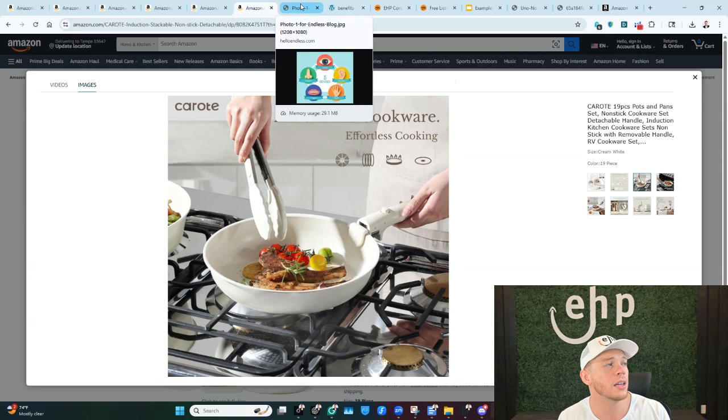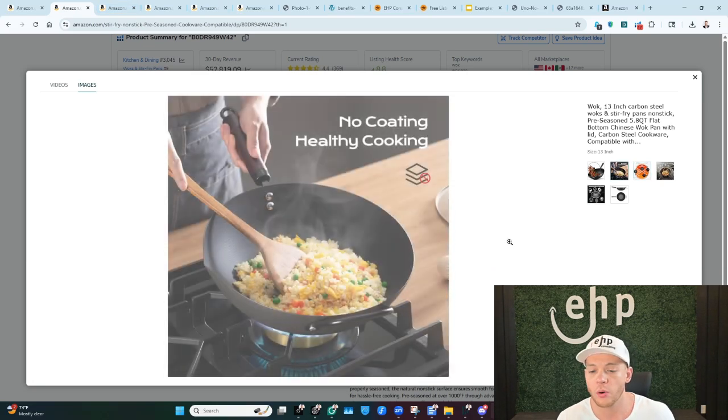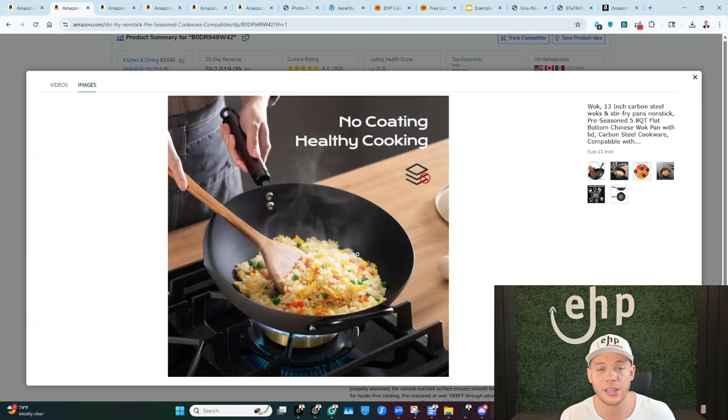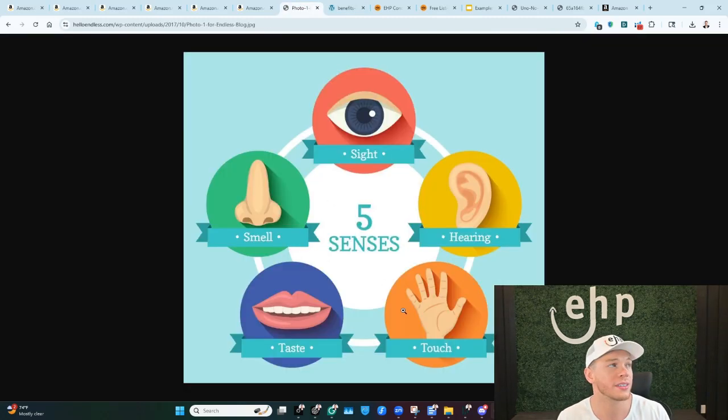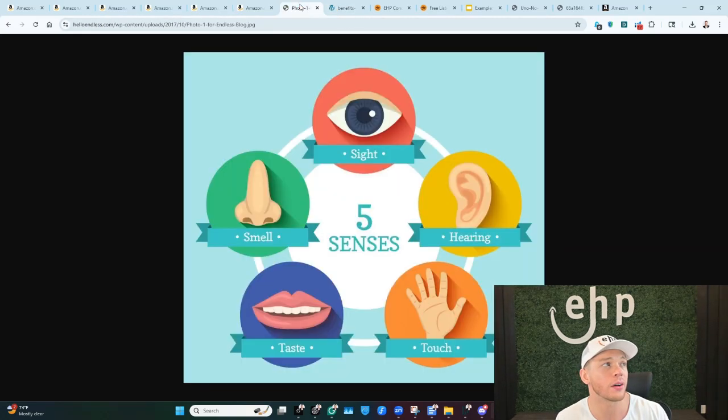So trying to get people to understand the product through the 5 senses is going to be one of the best ways to get those secondary images shown. And if we're looking at this right away, this secondary image stands out because it gives the benefit, no coding, healthy cooking, and it targets those 5 senses, right? So if you can target those 5 senses and or potentially have a benefit in there for the secondary image, that's going to make a great secondary image.